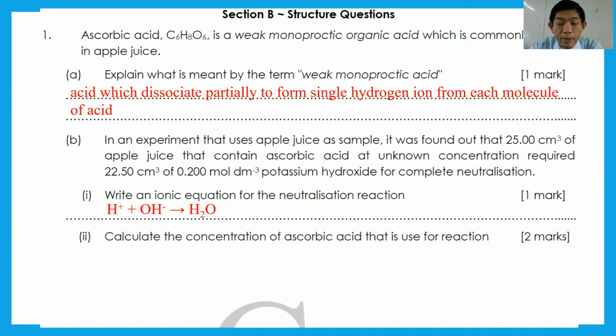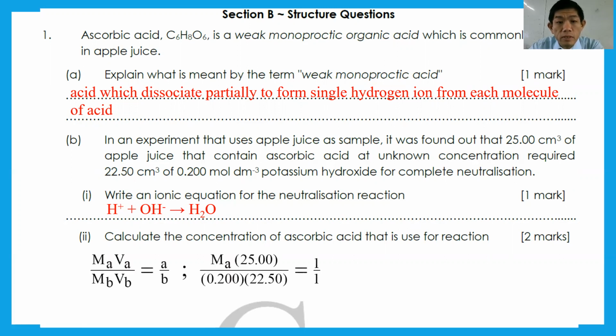So in here you have to use MAVA over MBVB equals to a over b. So you substitute the figures accordingly. So as always, when you substitute, use exactly what is given to you in the questions. Okay. So if the question uses volume 25.00, you substitute 25.00. If the concentration is 0.200, you substitute 0.200. Okay, so at the end of the day, you press your calculator, your concentration of the acid in here is actually 0.18. So in here, it can be 2 and 3 significant figures, but because this is a round number, you just straight away give the round number, which is 0.18 mole per decimeter cube.